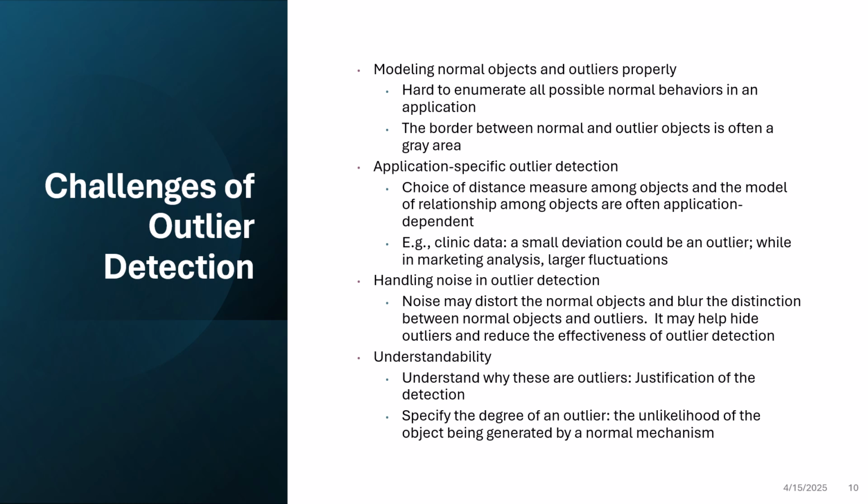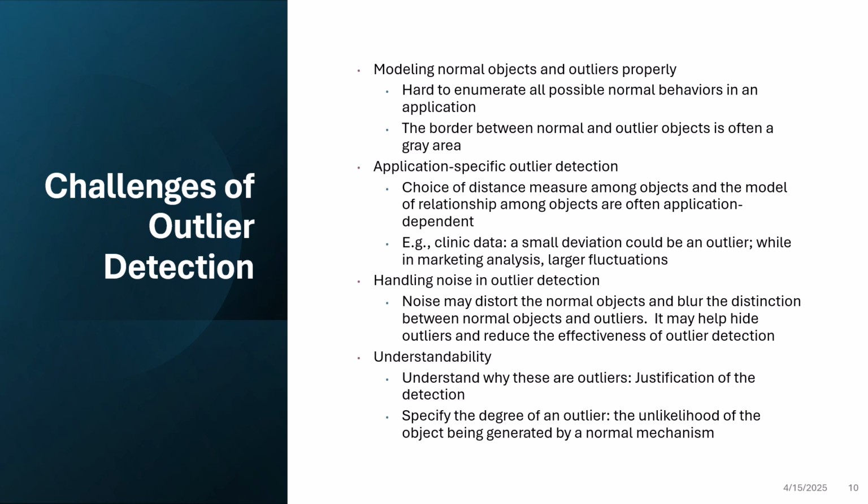The second one is application-specific outlier detection. Technically, choosing the similarity measure and the relationship model to describe the data objects is critical in outlier detection. Unfortunately, such choices are often application dependent. Different applications may have very different requirements. For example, in clinic data analysis, a small deviation may be important enough to justify an outlier. In contrast, in marketing analysis, objects are often subject to larger fluctuations, and consequently, a substantially larger deviation is needed to justify an outlier.